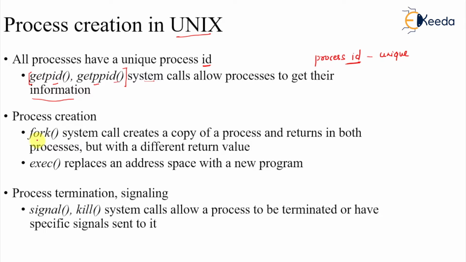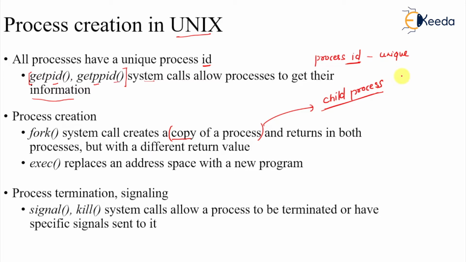Process creation. Fork is the system call that creates a copy of the process and returns in both processes, but with a different return value. So first of all, the fork system call creates a copy of the process, and we call this process the child process. It creates a child process, a copy of the process, and returns in both the processes.